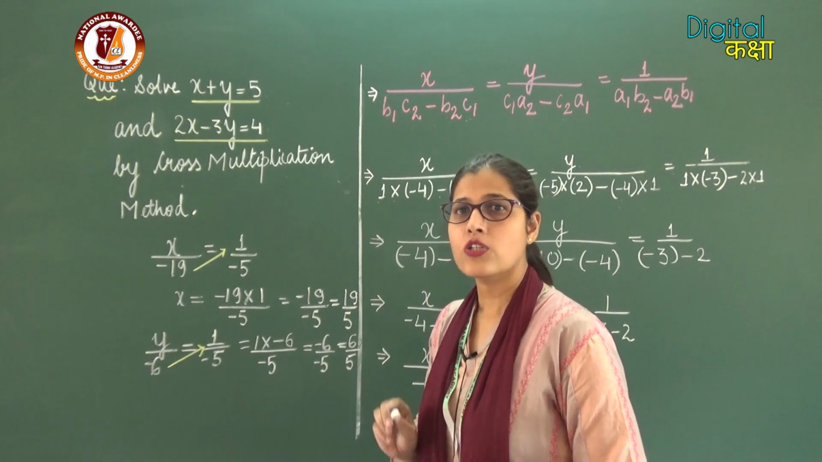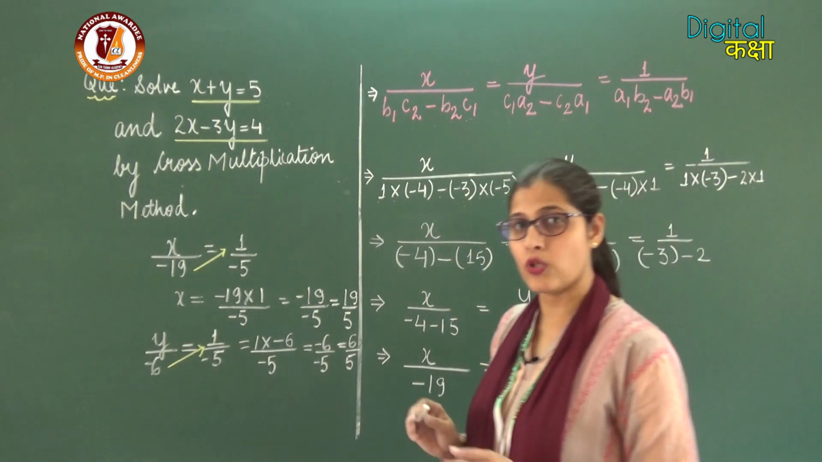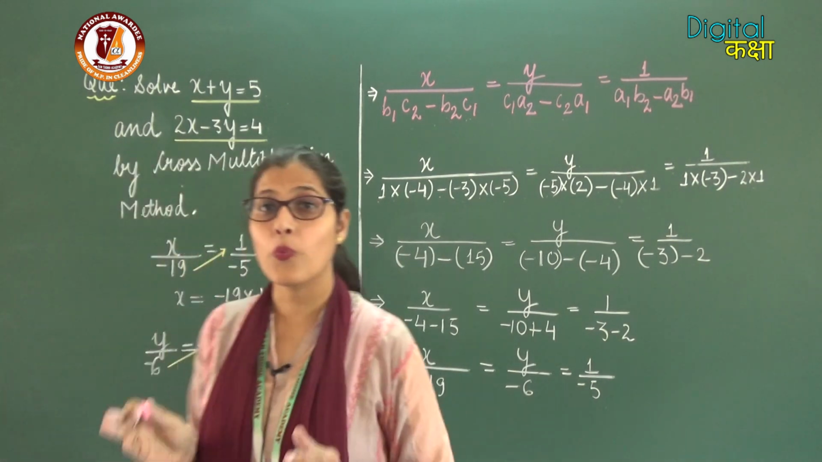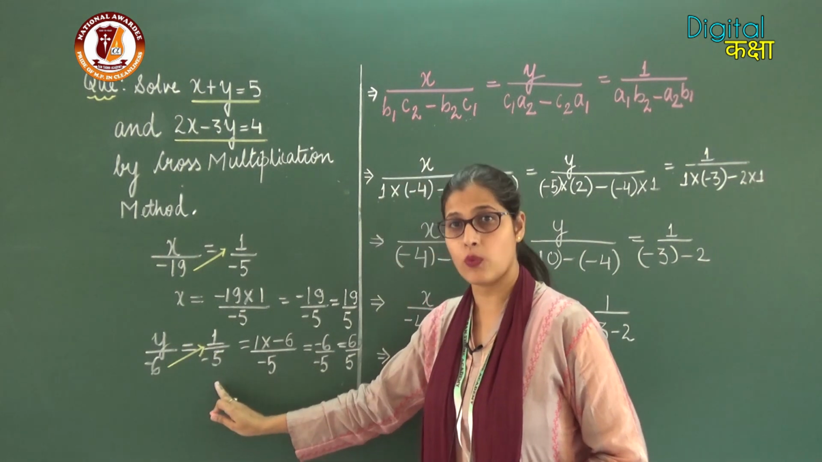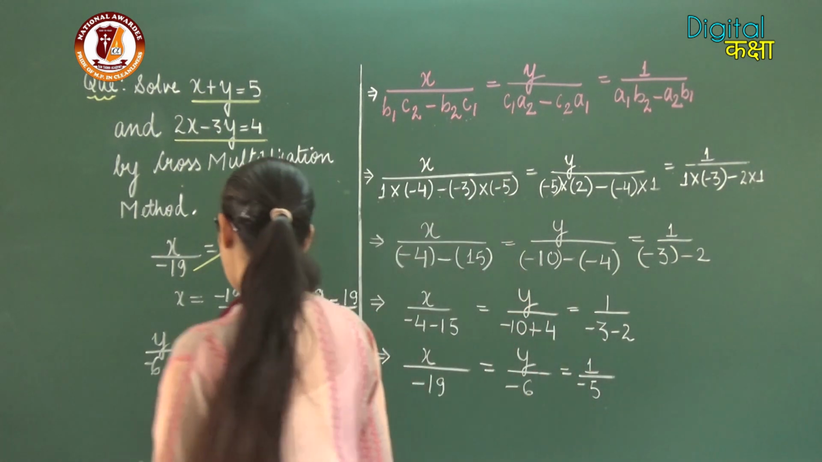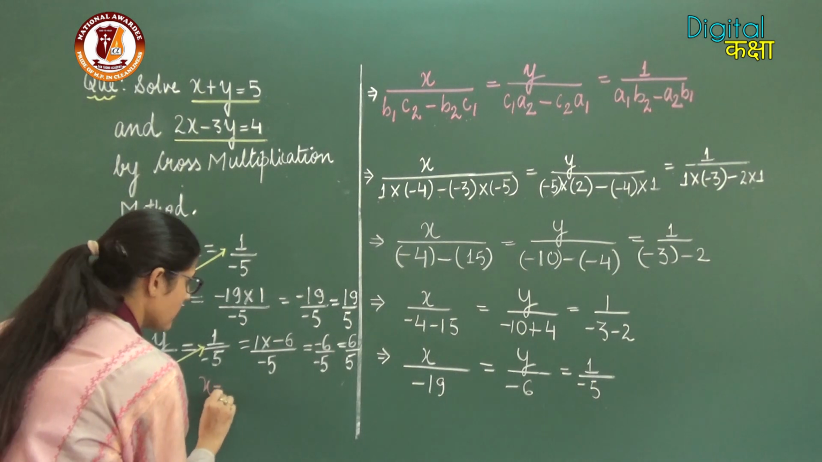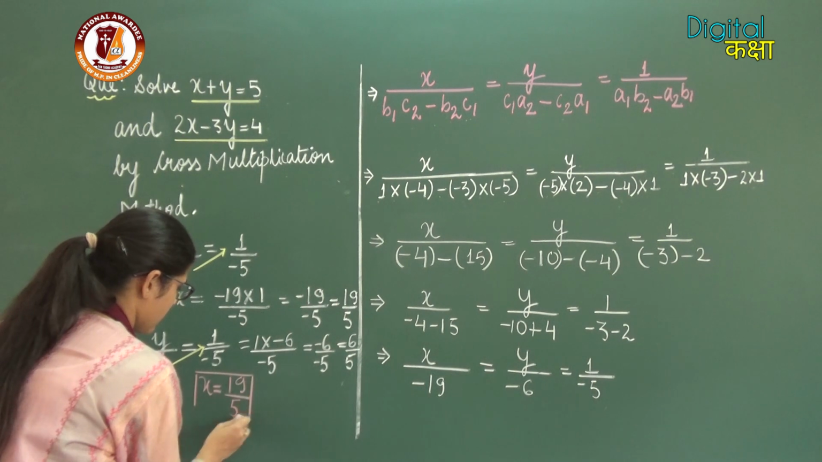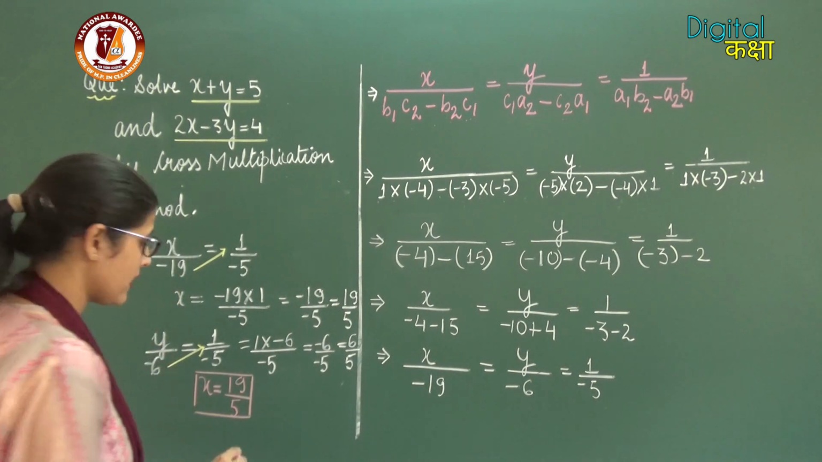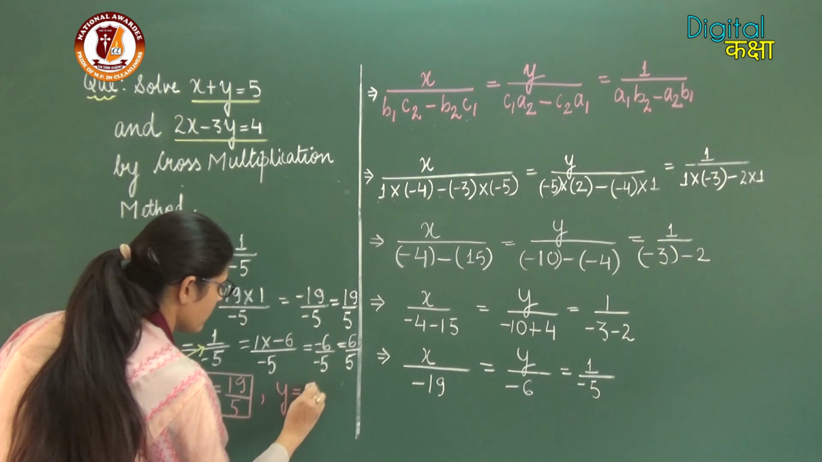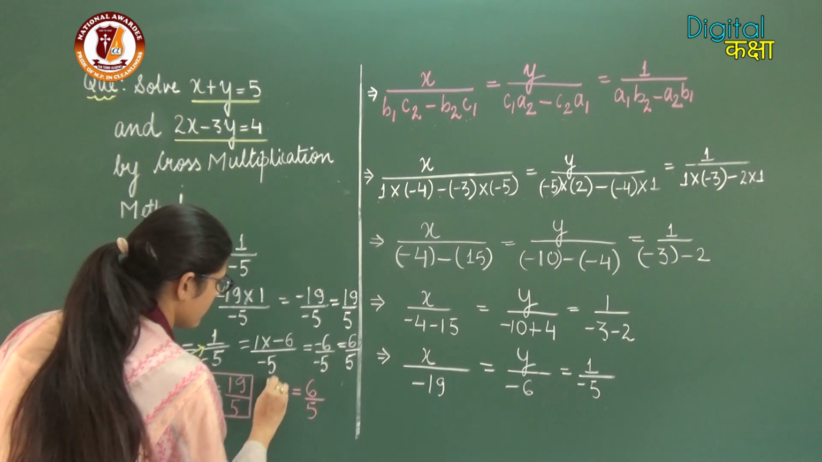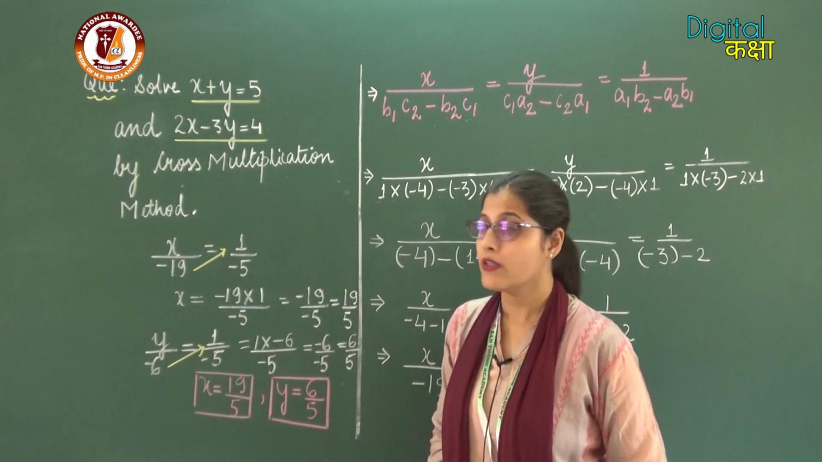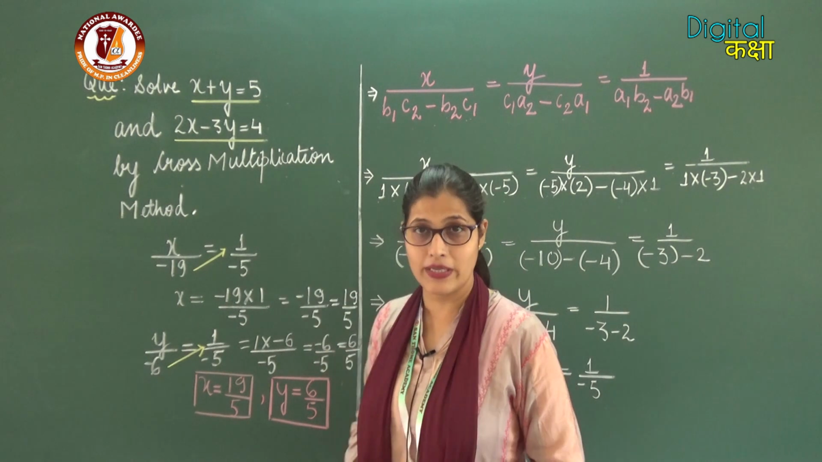So by this we got the value of unknown variables x and y, where the variable x is equals to 19 upon 5 and the value of variable y is equals to 6 upon 5, which is the solution of the pair of linear equations.